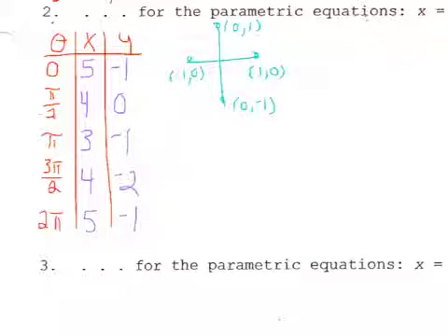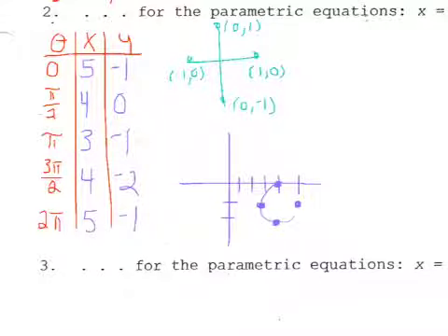So let's graph this and see what it turns out to be. So we have a point at 5, negative 1. We have a point at 4, 0. We have a point at 3, negative 1. And then a point at 4, negative 2. And then back to 5, negative 1. So it looks like we have this ellipse going on.